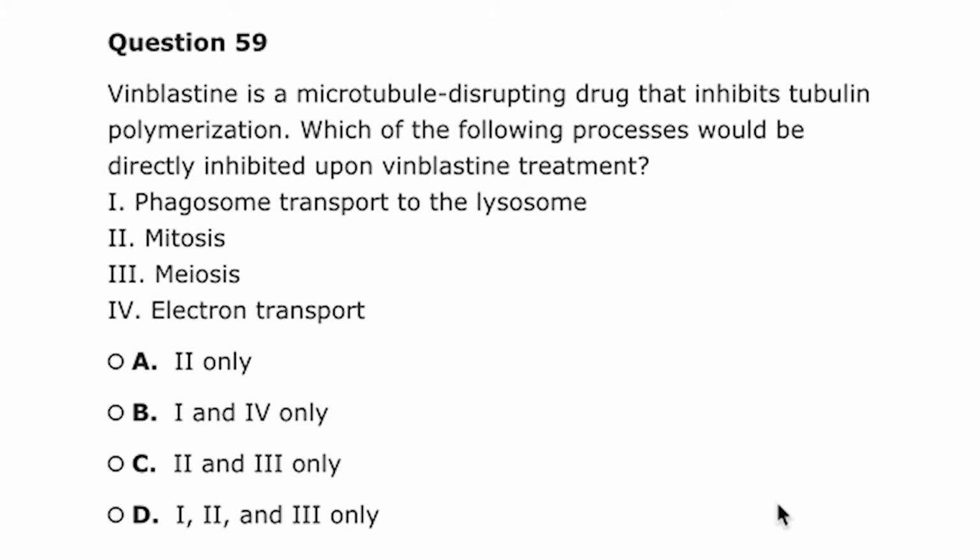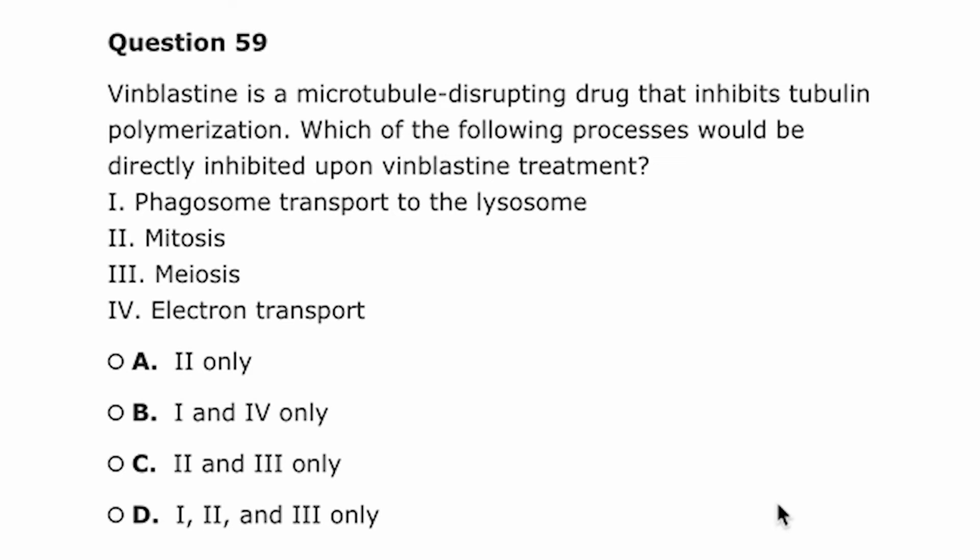We got phagosome transport to the lysosome, Roman numeral 1. 2 is mitosis. 3 is meiosis. 4 is electron transport. And then we have a whole slew of different answers. 2 only, 1 and 4 only, 2 and 3 only, 1, 2, and 3 only. I feel like that should just be not 4. Yeah.